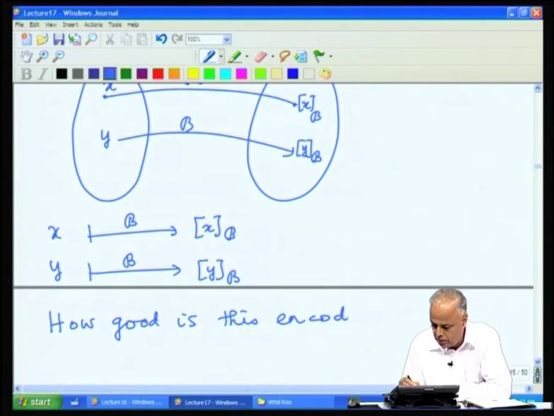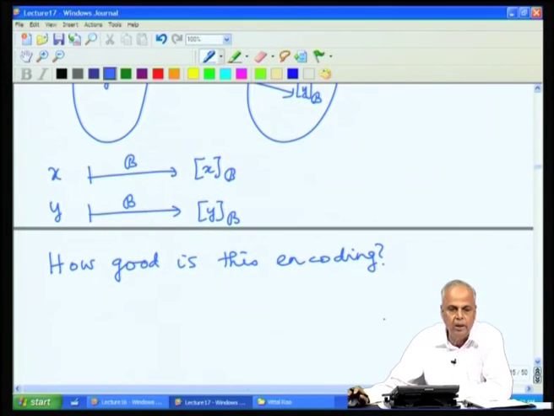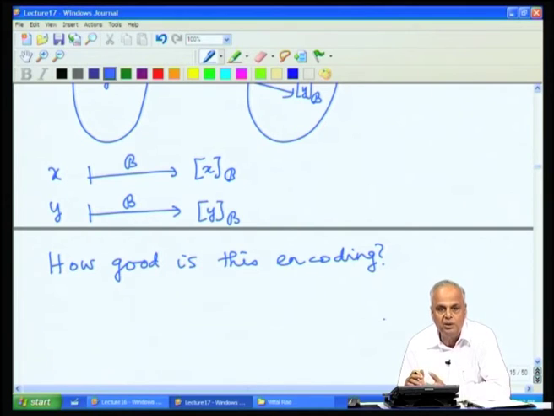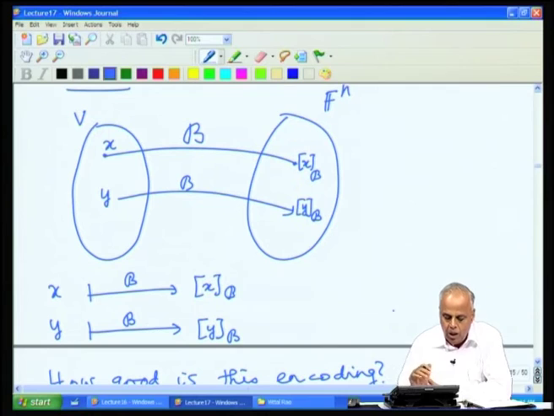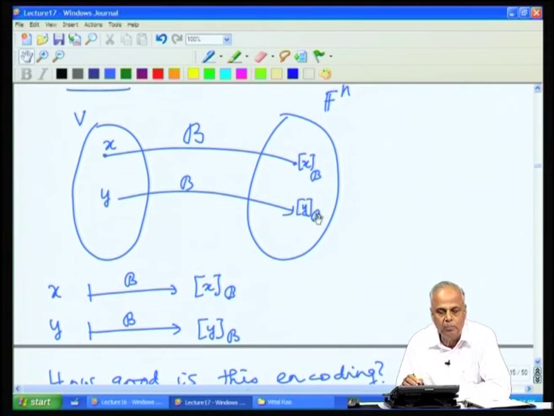How good is this encoding? Now, we should investigate. In fact, we do not even know what is meant by good, but let us look at this question carefully. We have encoded the vector x into xb, and we have encoded the vector y into yb.